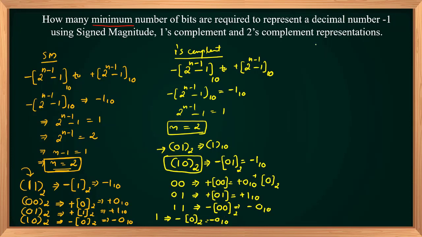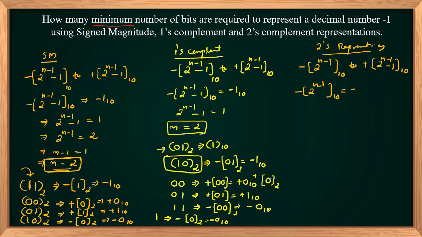Let us discuss 2's complement representation. In 2's complement representation, the range of decimal numbers that can be represented is from -2^(n-1) to 2^(n-1) - 1 decimal. So to represent a minus 1 decimal in 2's complement representation, you can equate -2^(n-1) decimal to a minus 1 decimal. That implies 2^(n-1) equals 1. That implies n-1 equals 0. That implies n equals 1. So a single digit is required to represent a minus 1 in 2's complement representation.